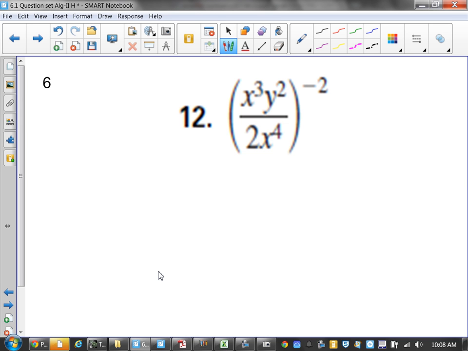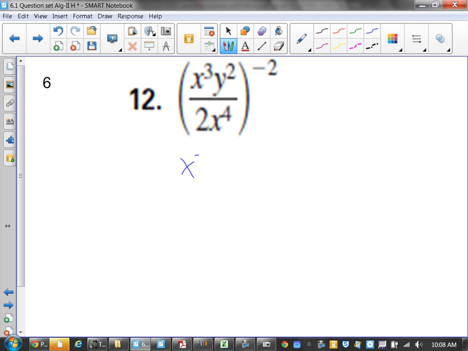Using your exponent rules and your power to power, x to the 3rd raised to the negative 2 becomes x to the negative 6. Do you agree? Okay. So here I would get x to the negative 6, y to the negative 4, over 2 to the negative 2, x to the negative 4. Everybody okay with that? Everything has been raised to the negative 2 power. Oh, sorry. Thank you. Question, yes, ma'am.